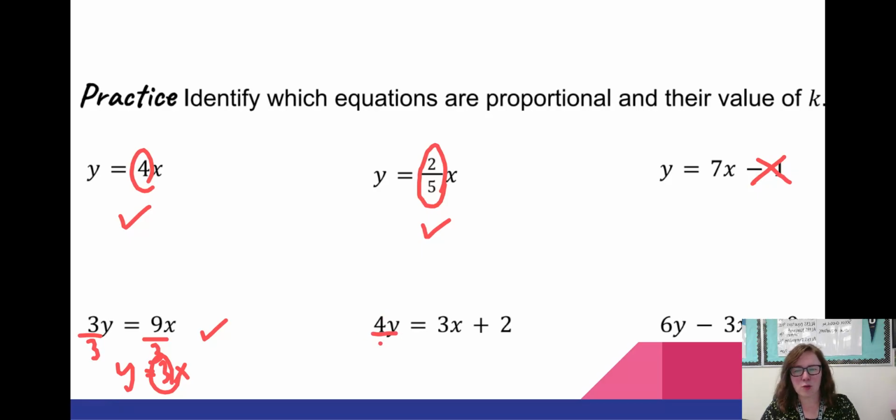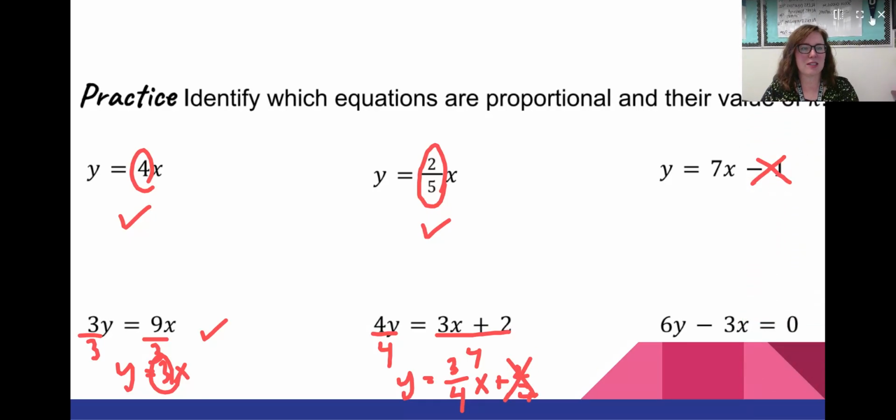Again, we got to solve for y, get y by itself, and we get y equals a fraction, 3 over 4x. Fractions are fine. But then we have plus 2 over 4, and we don't want anything added or subtracted, so that's no good. And let's check this last one. We have to get y by itself. So let's add 3x to both sides. That is so difficult to see right there. And now we have 6y equals 3x. Oh, divide both sides by 6, and we get y equals 1/2 x. So this is an example of yes, proportional, but it didn't look proportional in the beginning. So we had to do some work to solve.